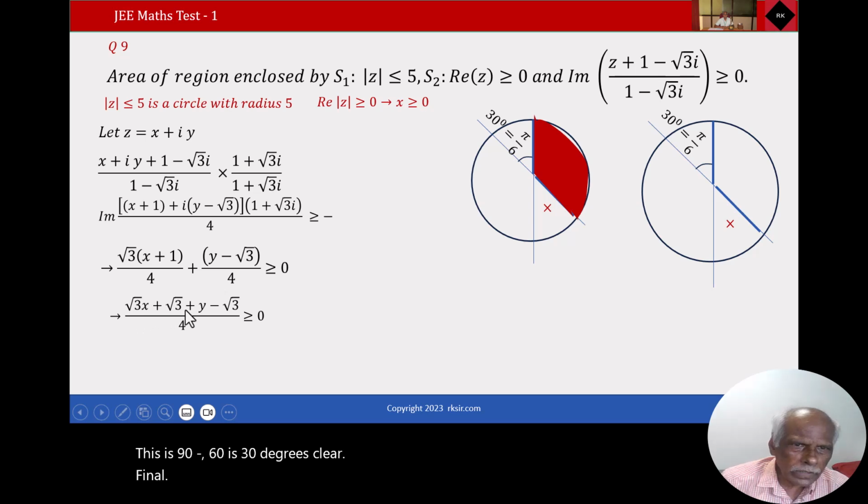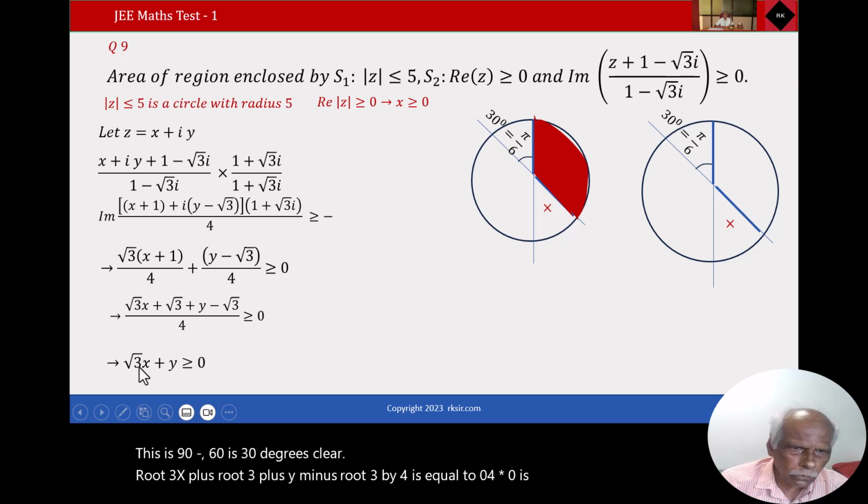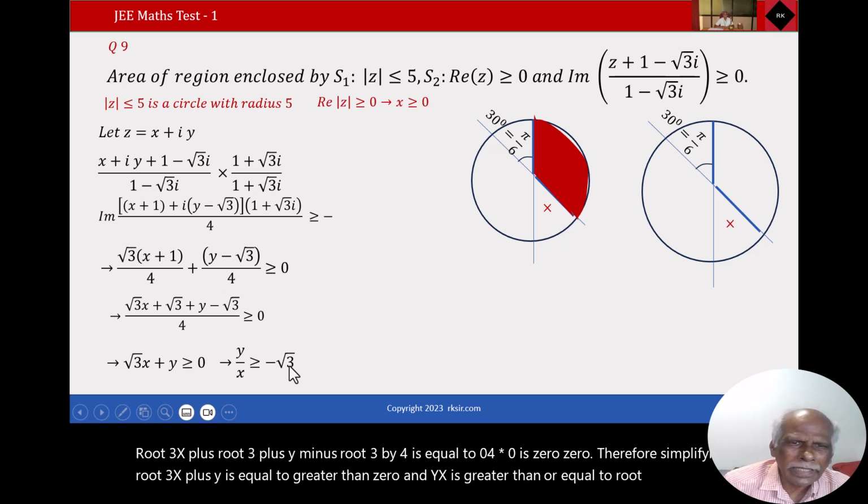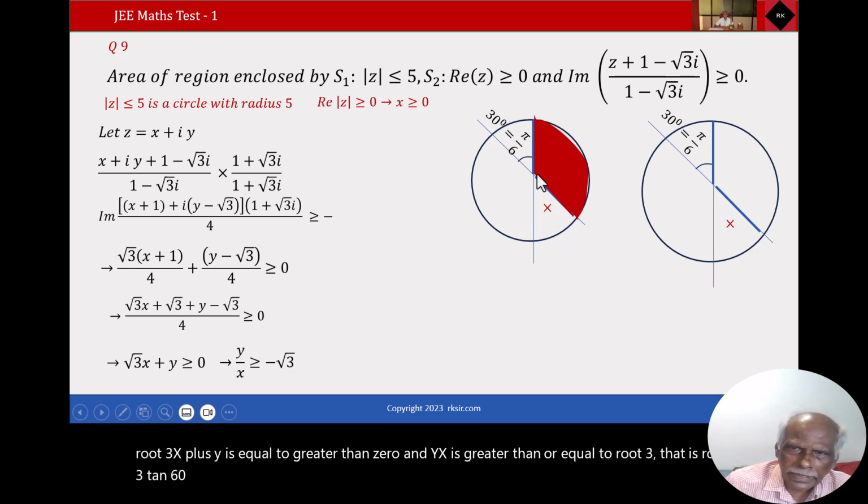Final: √3x + √3 + y − √3 over 4 is equal to 0, and 4 into 0 is 0. Therefore, simplifying, √3x + y is greater than 0, and y/x is greater than or equal to −√3. That is −√3, tan 60. So 60 degrees is this angle. So the total angle is 90 degrees here. Therefore, this is not included.